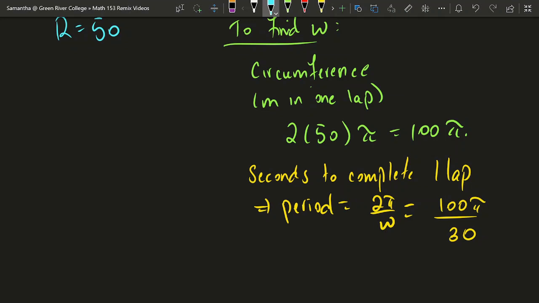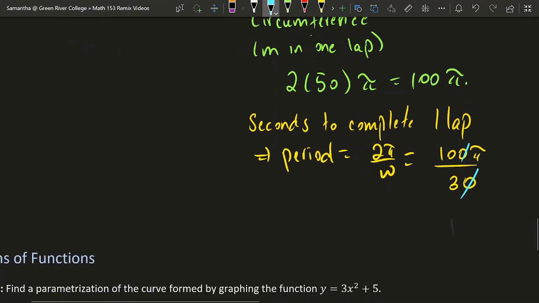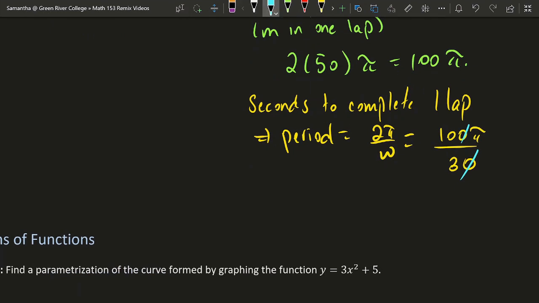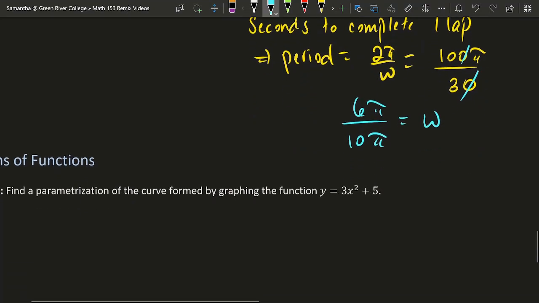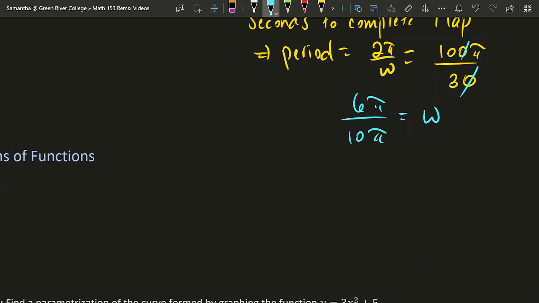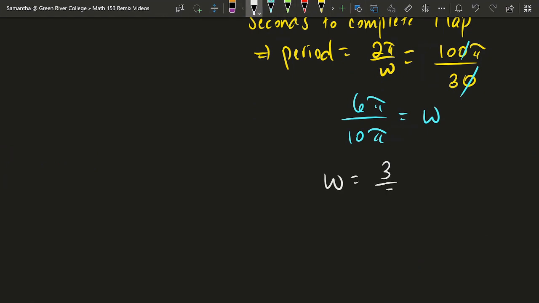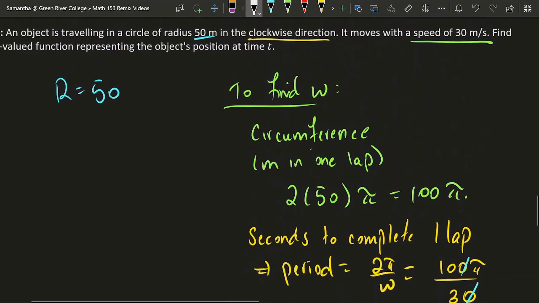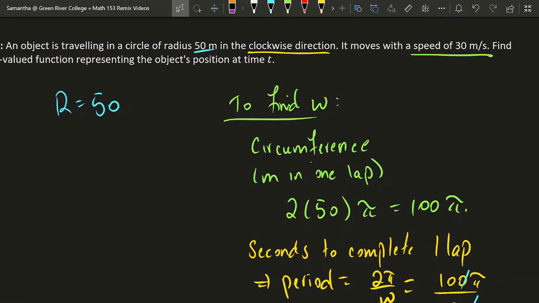So cleaning that up ever so slightly and solving this for omega, we get that 6 pi divided by 10 pi must be equal to omega's value. And cleaning that up yet further, we find that omega must be 3/5. Okay, so now we found the radius, we found the value of omega, and we've noted that our object must be traveling clockwise.